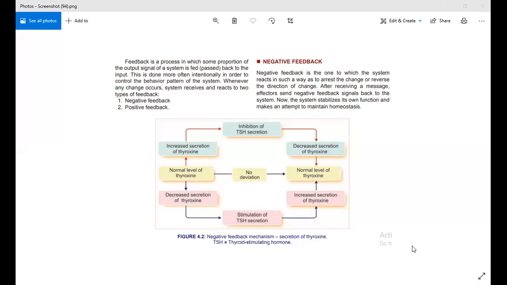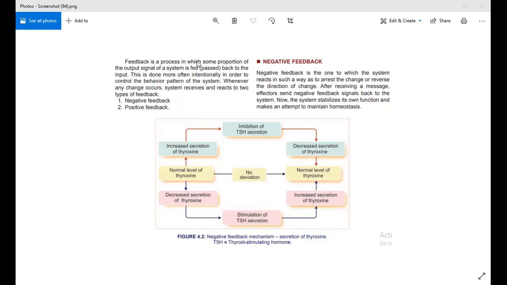So a feedback mechanism in medicine is a process in which some proportion of the output signal of a system is fed or passed back or reported back to the inputs. So in homeostatic mechanism, you have a process. That process has an input, and that input leads to an output. But that output is reported to the input. That is feedback. So the output gives reports or sends signals back to the inputs.